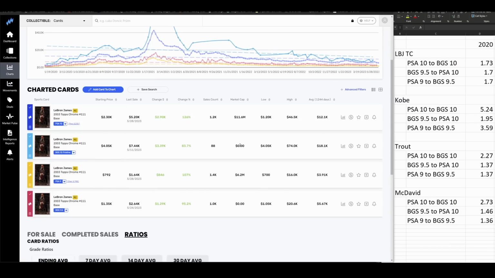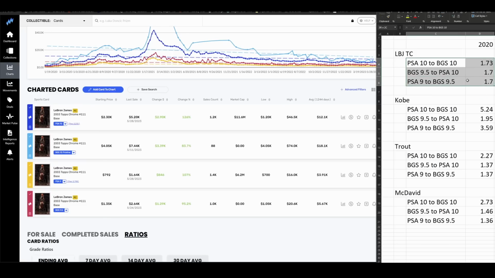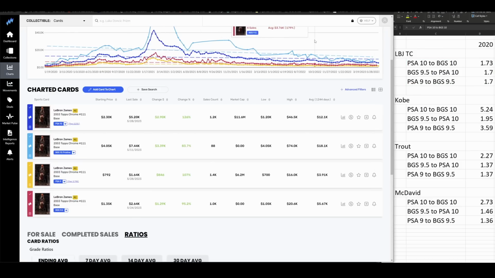To the right, you can see the ratios for the LeBron Topps Chrome back in 2020. A BGS 10 typically sold for 1.73x a PSA 10. A PSA 10 sold 1.7x better than a BGS 9.5, and a BGS 9.5 sold 1.7x better than a PSA 9. Kind of interesting the way that all worked out.